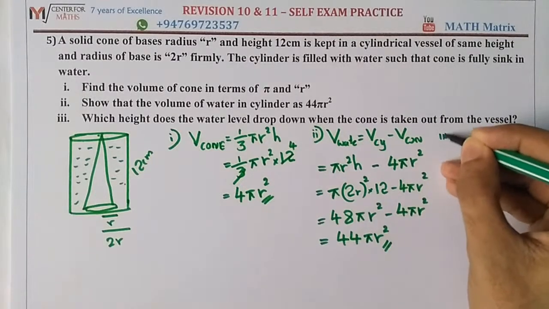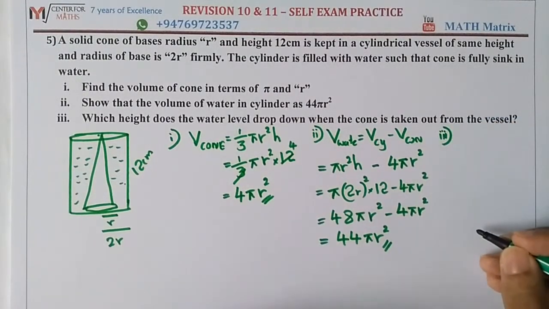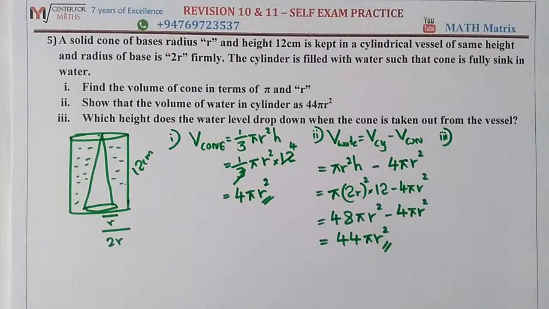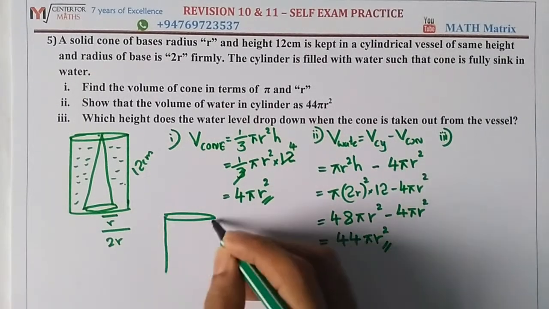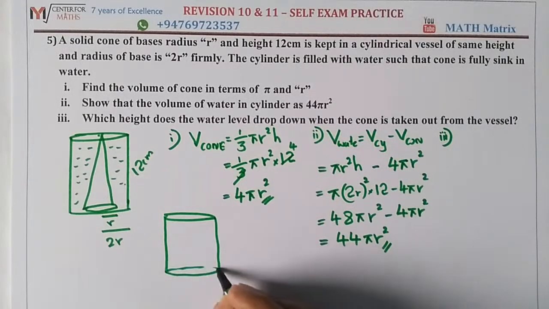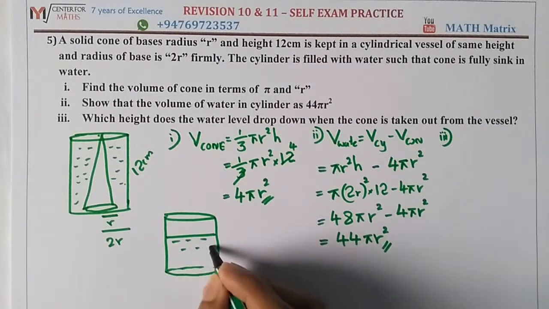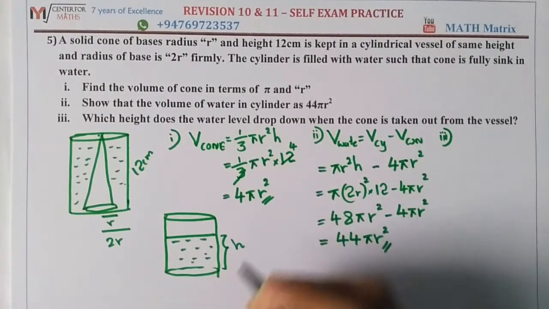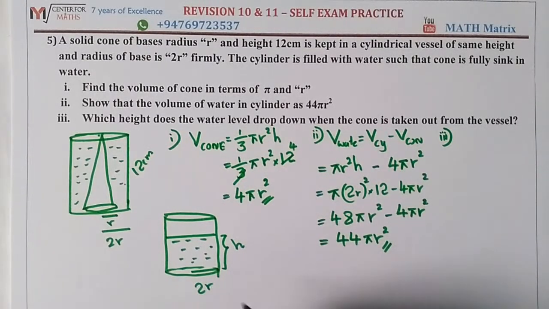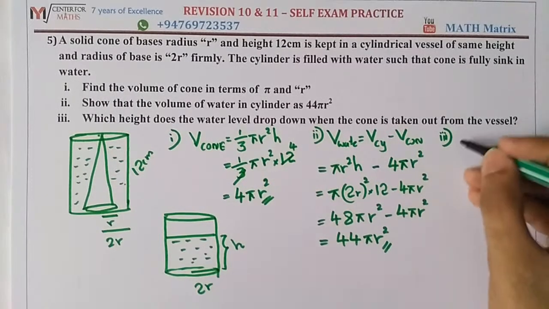And here is the last question of the day. Just see whether your answer is correct or not. By what height does the water level drop when the cone is taken out from the vessel? If they take the cone out from the vessel, then what happens? The water level will go down, right? But it will take the shape of the cylinder. Now we don't know the height, but we know the radius is 2r, and we know the volume of the water, it's 44 pi r squared.